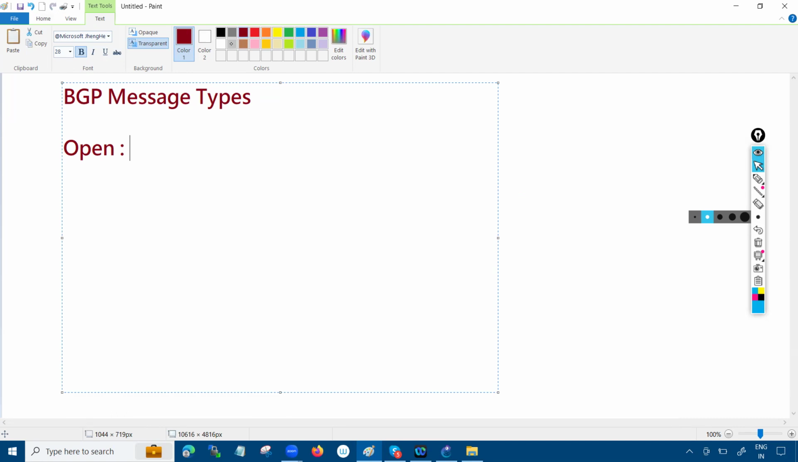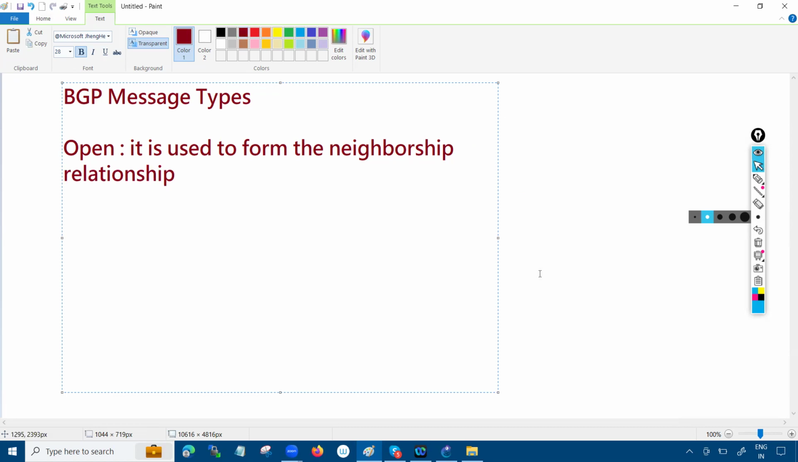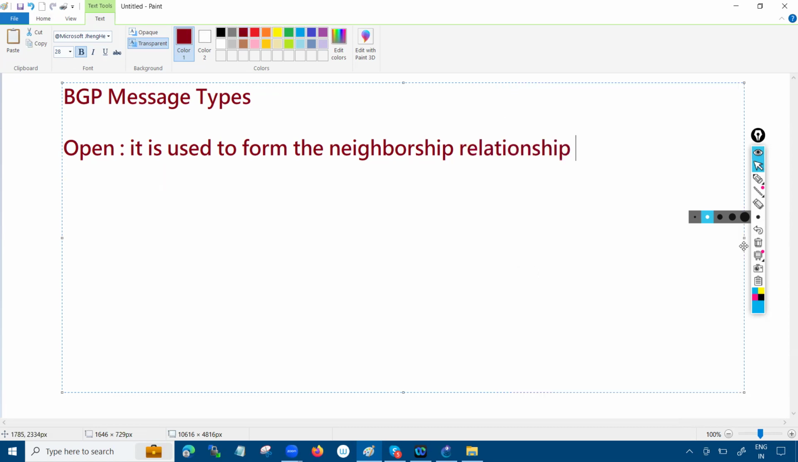It's similar to the EIGRP and OSPF hello packet, right? It is used to form the neighbor relationship. That's all. If you remember, in the OSPF and EIGRP hello packet, guys, please pay attention over there. The hello packet is used to maintain the neighbor relationship and to form the neighbor relationship.